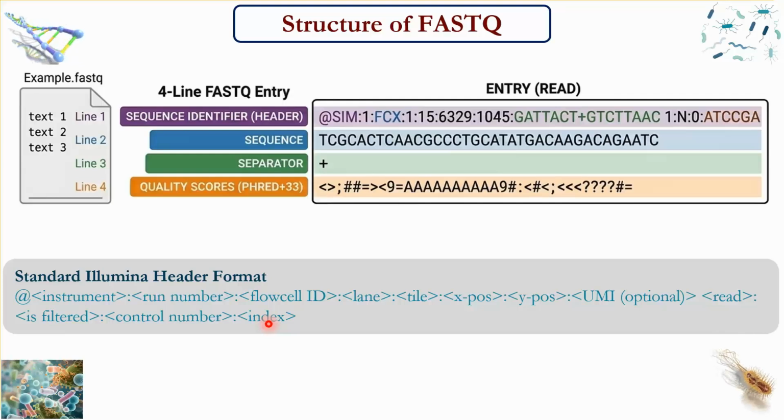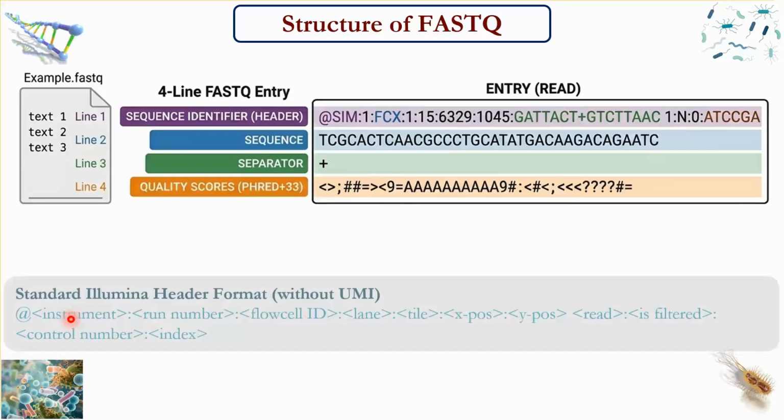Note that there is exactly one space separating the coordinate section, with or without the optional unique molecular identifier field, and the read information section, and no additional spaces are present in the header. The read number field contains either 1 or 2, where 1 represents read 1 and 2 represents read 2 in paired end sequencing. The filter status field contains either Y or N, where Y indicates that the read failed quality filtering, while N indicates that the read passed the filter.